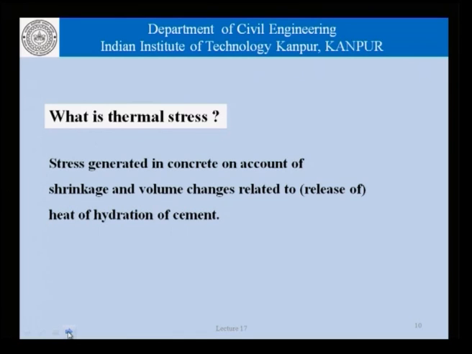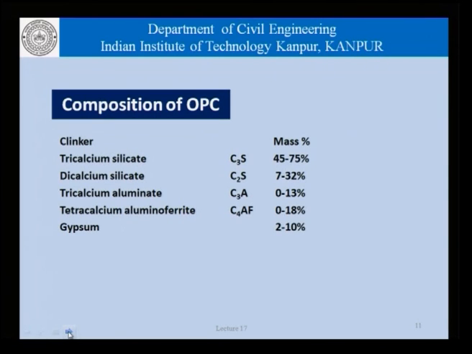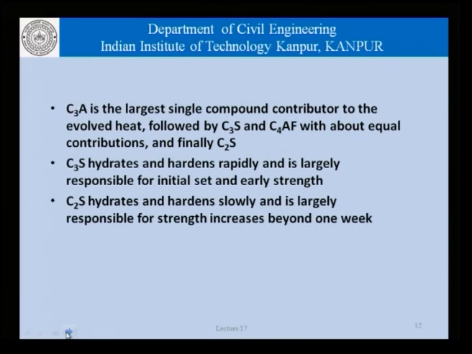As far as thermal stresses are concerned, we said that these are the stresses generated in concrete on account of shrinkage and volume changes related to the release of the heat of hydration in cement. We once again saw the composition of cement in terms of its solid compounds, and all these solid compounds have their own rates of hydration, their own heat of hydration that they liberate while they hydrate. And we also know that C3A or the tricalcium aluminate is the largest single compound contributor to the evolved heat, followed by C3S and C4AF, which are more or less equal, and then finally C2S.